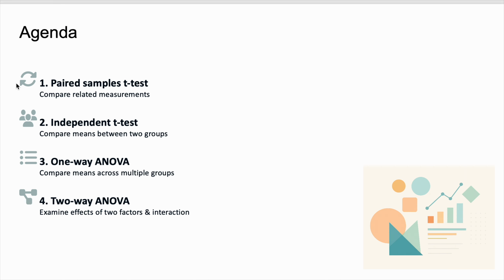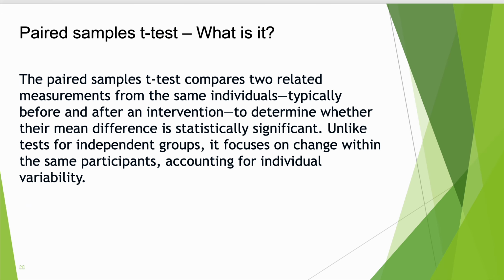And so in order to do that, the tests that do that are called the paired samples t-test, the independent t-test, the one-way ANOVA, and the two-way ANOVA. All of these tests in different ways are going to compare the means across different groups. So if you think about it, if you're trying to compare any type of grouping of students, you're going to be in one of these tests.